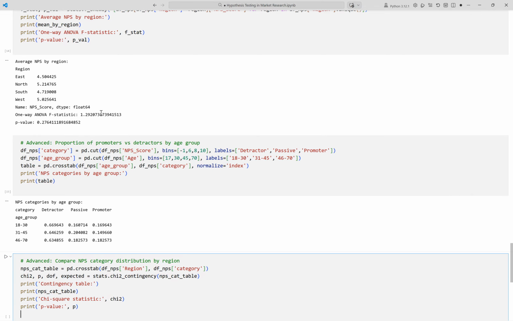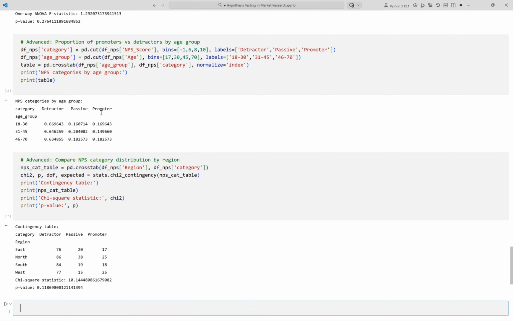Running the cell now. This output shows the count of customers in each NPS category, detractor, passive, and promoter, broken down by region, helping us see how customer sentiment varies geographically. The chi-square test then assesses if these differences are statistically significant. Here, the p-value above 0.05 suggests no strong evidence that NPS distribution differs by region. This step emphasizes the importance of checking group sizes and using appropriate tests to support or refute market hypotheses based on survey data.